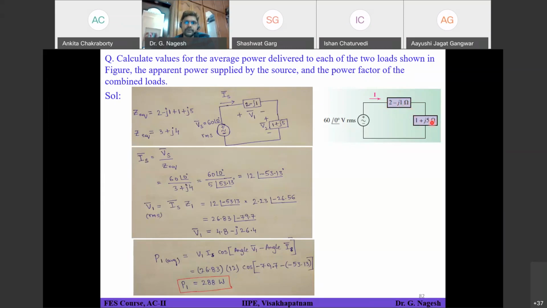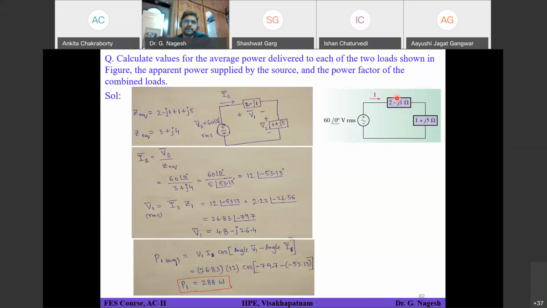In that, the real part corresponds to R, so here it is 2 ohms. The imaginary part is minus J1, which corresponds to some capacitive reactance. Since we are confident that the average power consumed by a capacitor or inductor is 0, only the resistor will consume the average power. So the average power consumed by the resistor is the average power consumed by this entire element.